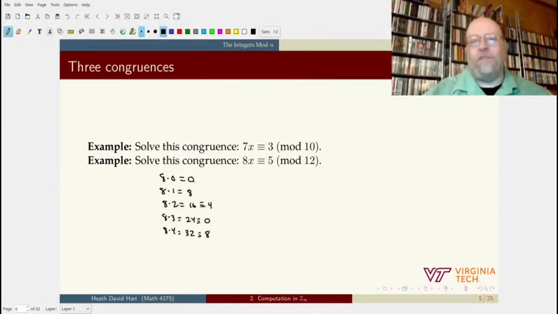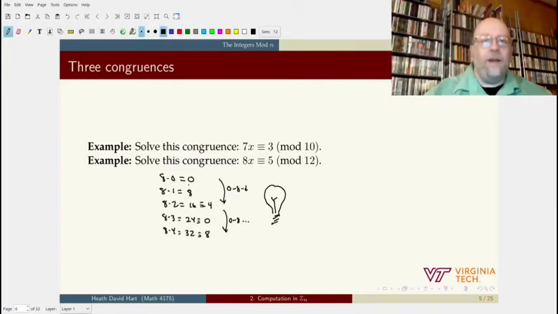And I'm starting to see this pattern. I'm just getting 0, 8, and 4, and then a light bulb comes on. So I see this repeating pattern. And I notice that 8 times x is always going to be even.